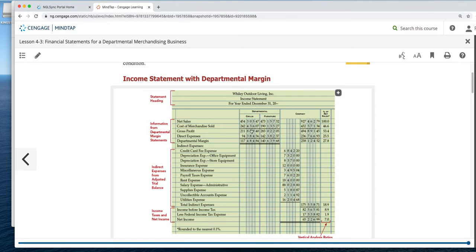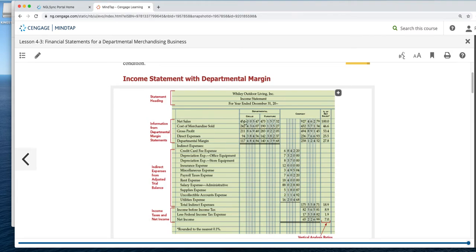We have the 2 department total sections. For these sections, you find all the information from the 4.2 departmental margin statement. Okay, and then you'll add them up going across, so you get the company totals. Then you have all these indirect expenses. You will get these from the 4.1 adjusted trial balance. So once we made all those adjusting entries in 4.1 and we posted them and got totals, then we take all those numbers and put them in here. And they're called the indirect expenses.